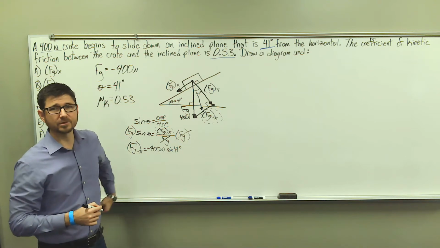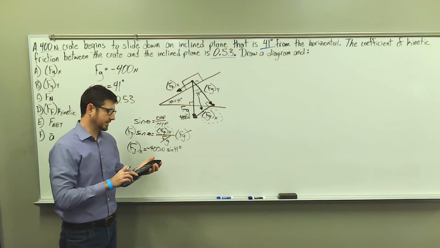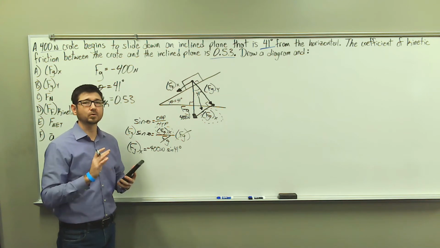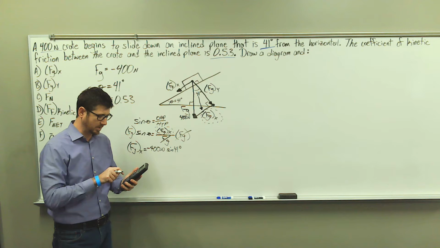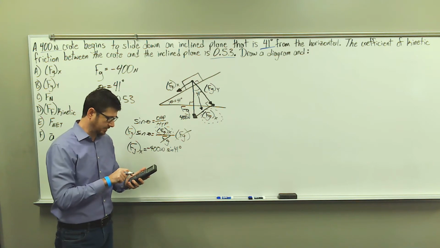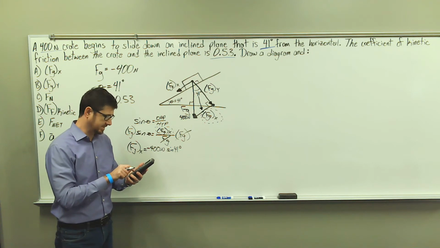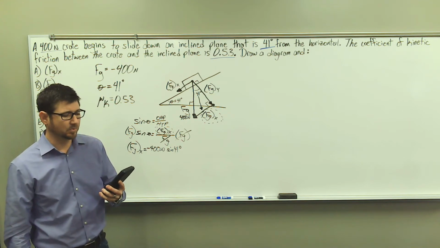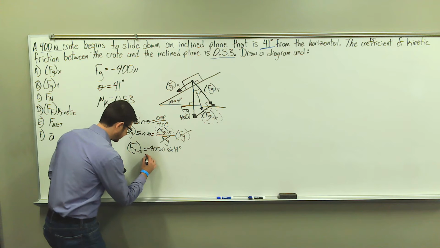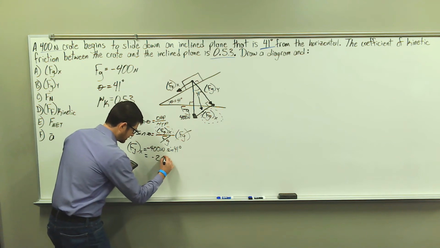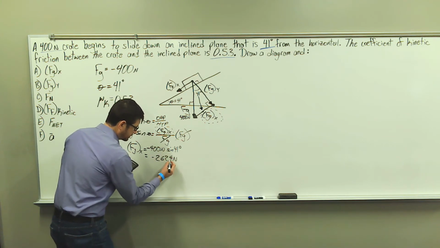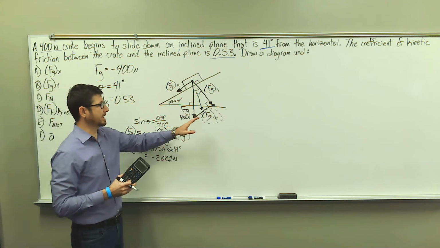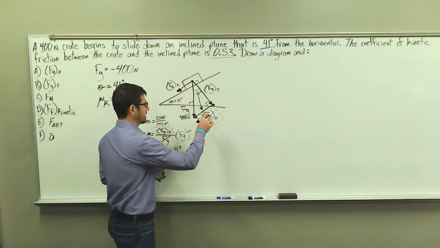Now go ahead and get out your calculator. Remember, make sure that your calculator is in degree mode, not radian mode. Make sure it's in degree mode right now. So we have negative 400 times sine of 41 degrees. I get negative 262.4 newtons. Okay? All right, we can go ahead and label this in our diagram here.